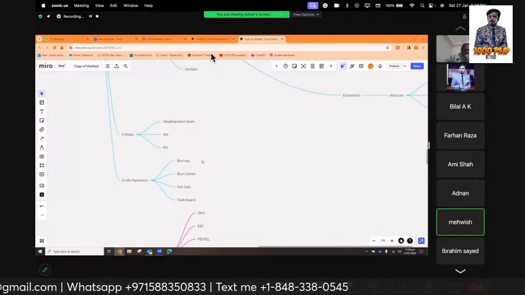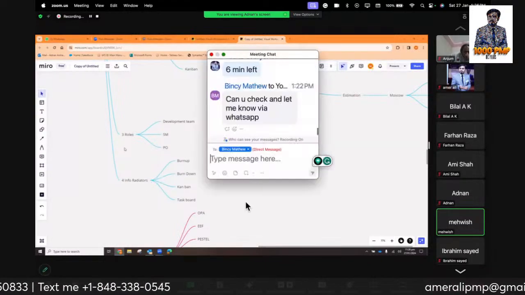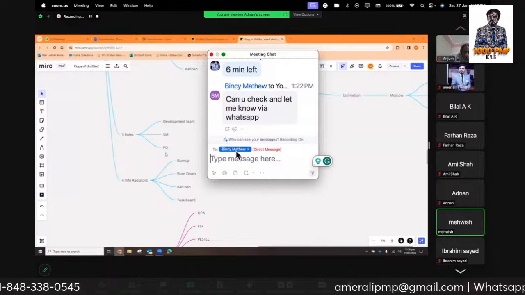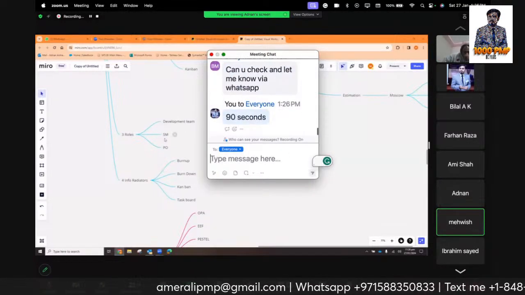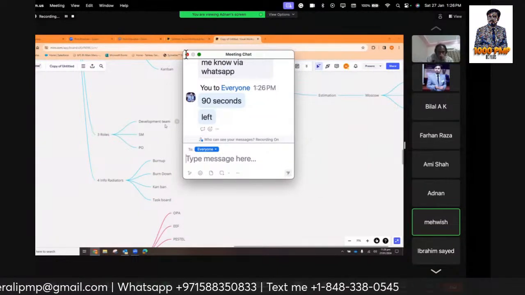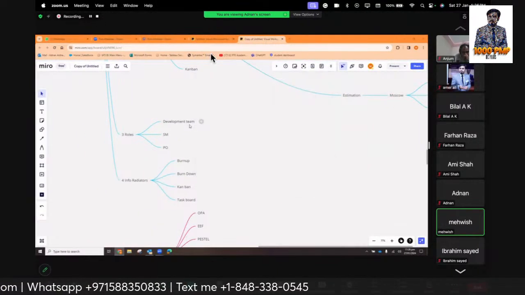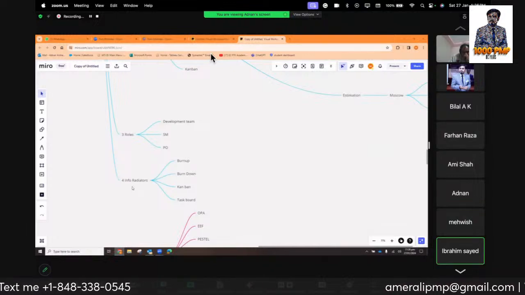We have 3 roles. Basically, the product owner, who is responsible for the product backlog. Then we have a Scrum Master, and then we have a development team. The development team is responsible for how the work will be done. And the Scrum Master is a facilitator or coach who helps everyone to expedite the work.